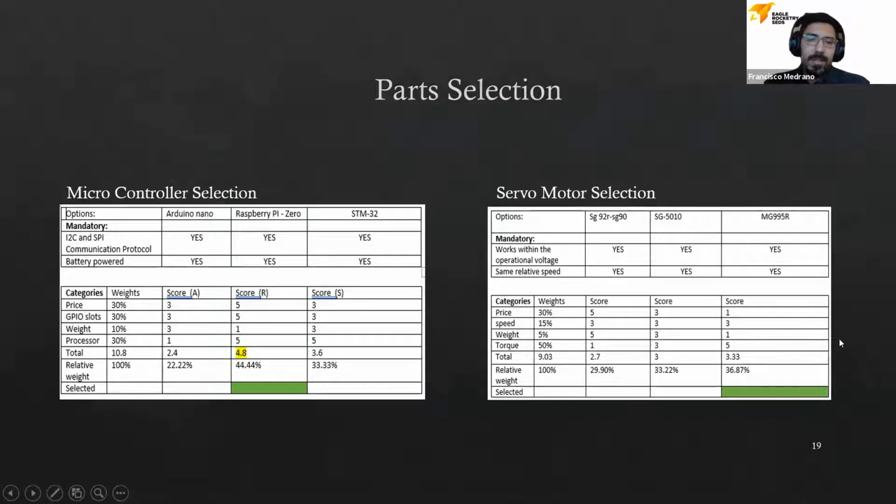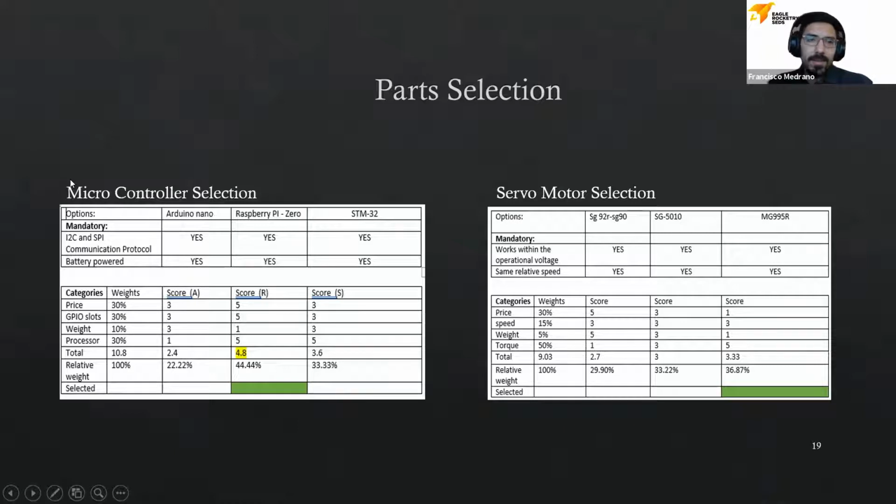We initially did a trade study to choose our parts. We had an option of 3 separate microcontrollers, the Arduino Nano, the Raspberry Pi Zero, and the STM32. There are some mandatory requirements for these microcontrollers. They have to be I2C compatible because that is the communication protocol that the MPU 6050 uses. As well, they all have to be battery operated because it's going to be in the rocket away from other sources of power besides its own battery.